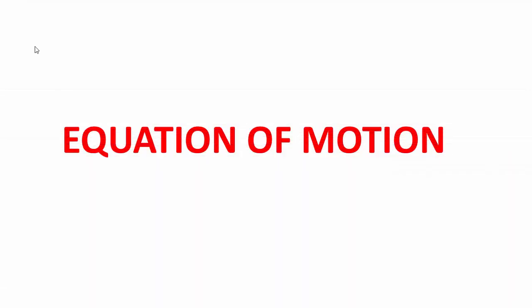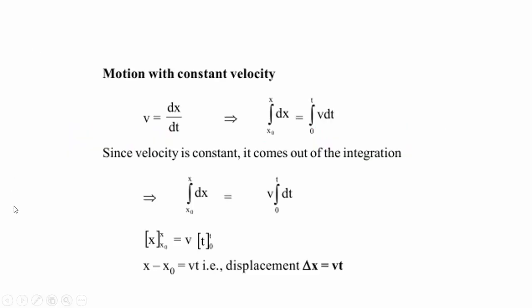The motion of a particle is governed primarily by three equations. So if I want to derive the equations, first we will consider the motion with constant velocity. Now we know that the velocity is defined as dx by dt, where x represents the change in position.